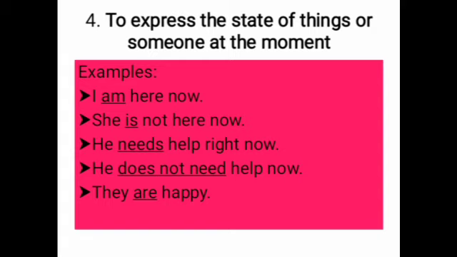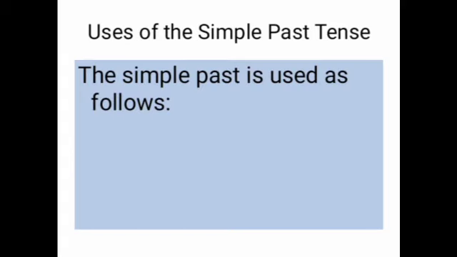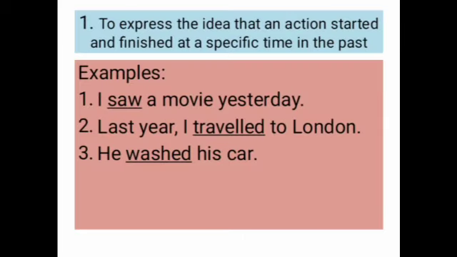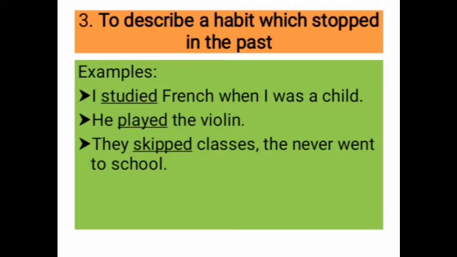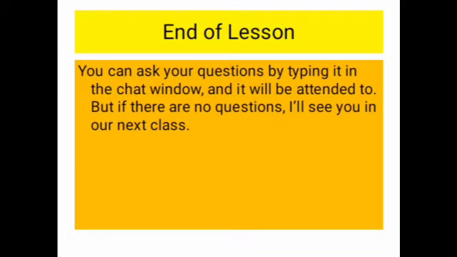Then we looked at the use of the simple past tense. Number 1, to express the idea that an action started and finished at a specific time in the past. Number 2, to express a duration which started and stopped in the past. And thirdly, to describe a habit which stopped in the past. So that's that with our lesson for today.